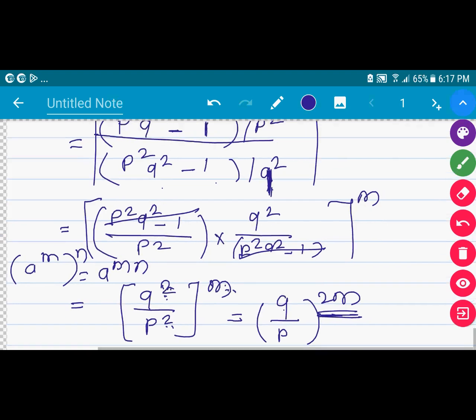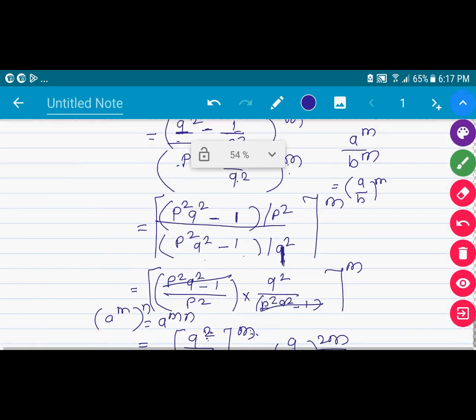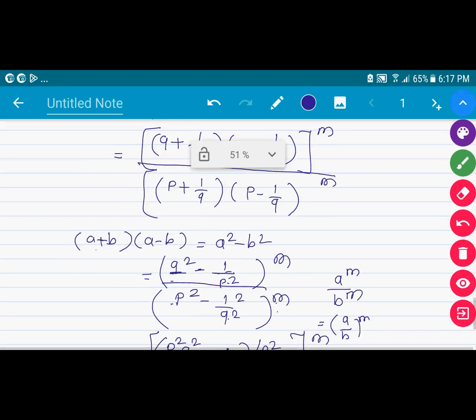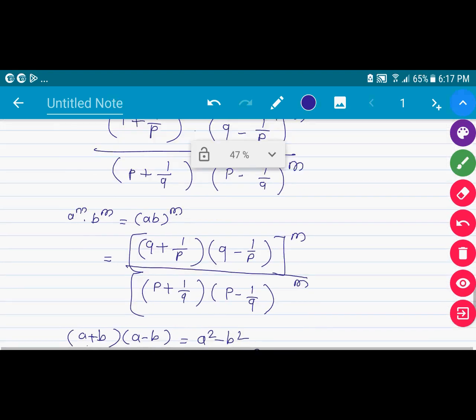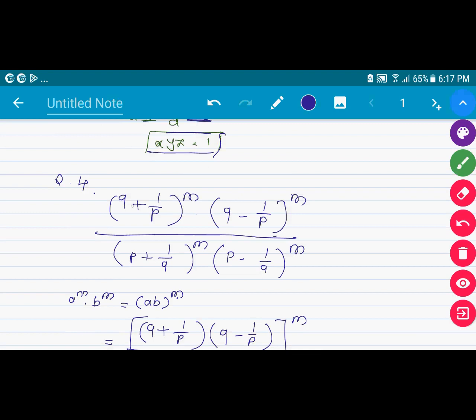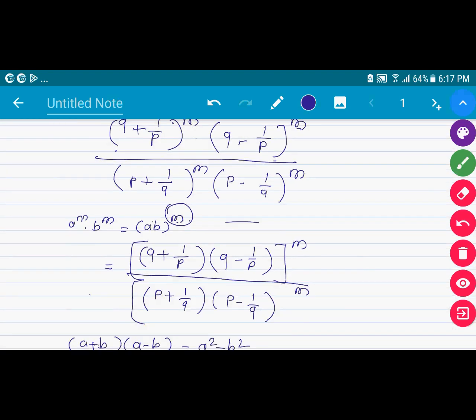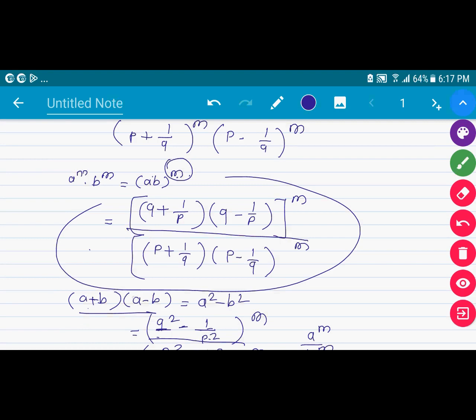Now I will again explain it and then we'll take the rest of the things in the next class. See, we had given q plus 1 upon p raised to m, q minus 1 upon p raised to m. If exponents are common and bases are different, we can take out the common exponent outside the bracket, that we had done already.